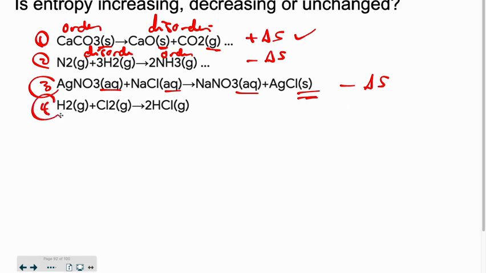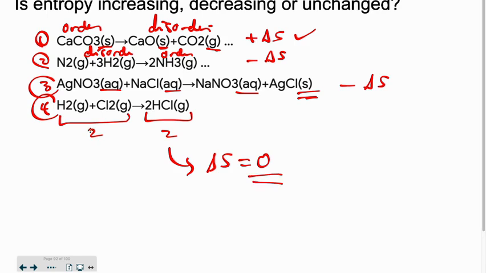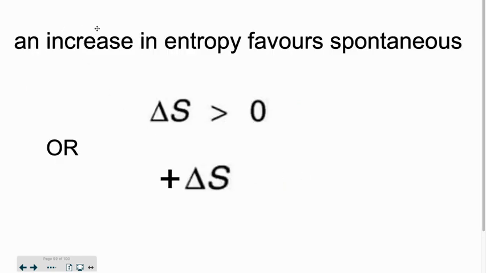And lastly, here I have 2 moles of gas on the left, and on the right side I also have 2 moles of gas. So here your delta S is actually equal to 0. There's no change. So here's what we've noticed: an increase in entropy, a positive delta S, is favored for spontaneity.